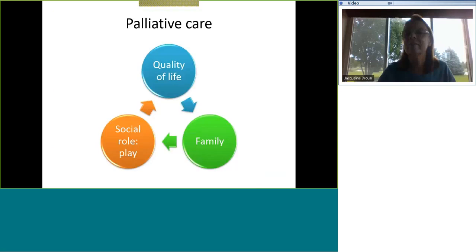Now, a quick view of palliative care, which is a part of childhood cancer. It includes 3 main strategies: maintaining a good quality of life, supporting and educating the family on what's to come, and maintaining the child's ability to keep on playing.